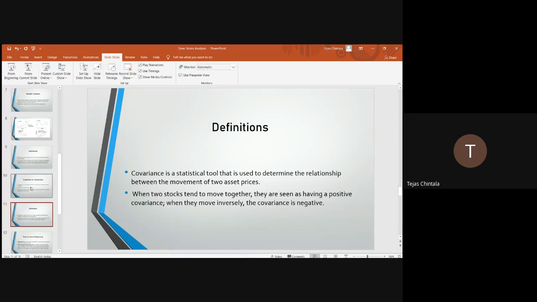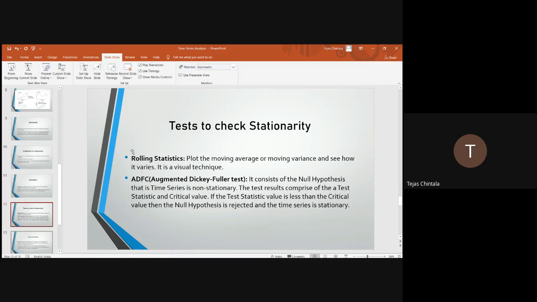Okay. So moving forward, how to check whether a graph is stationary or not. There are some tests to check stationarity. One of them is rolling statistics. Rolling statistics plot the moving average or moving variance and see how it varies. And it's a visual technique. The next test is the ADF or Augmented Dickey-Fuller test. This test works like how a hypothesis test works in statistics.